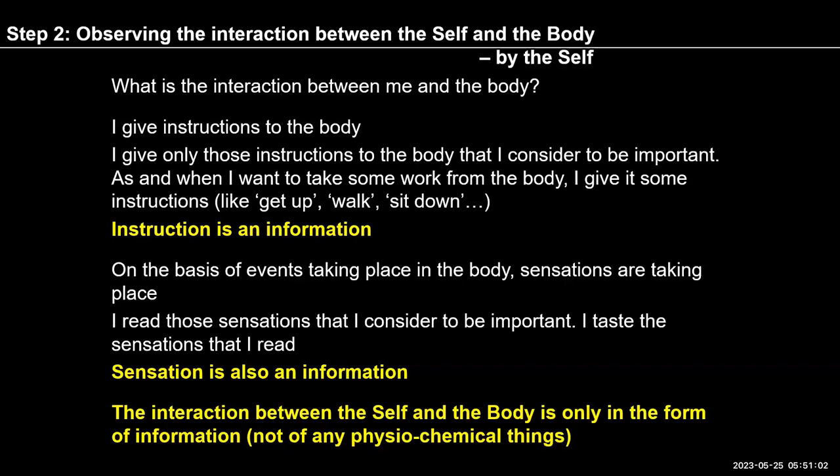When I do multitasking, it seems that I'm giving the instruction to the body in parallel. But when I slow down and see, I'm not giving it all at one time, I'm giving the instructions one by one. It seems like I'm giving all the instructions at once, but if I observe it slowly, I'm giving one after another. Similarly, when I read sensations, it seems I'm reading all the sensations, but I'm reading one by one only. It looks like I'm reading all at the same time. Those things are happening very fast. So I decided to listen to the class. I decided to work on the laptop. I am standing and going to take water. It seems like I'm giving instructions all together, but I'm giving one after another.